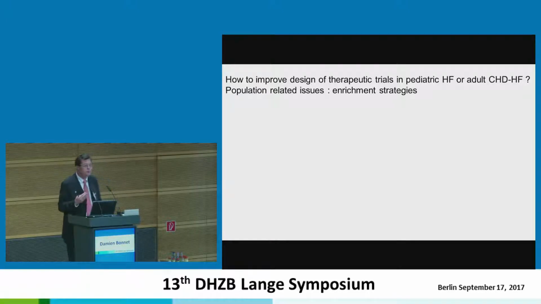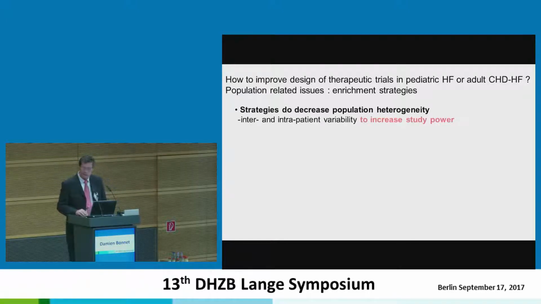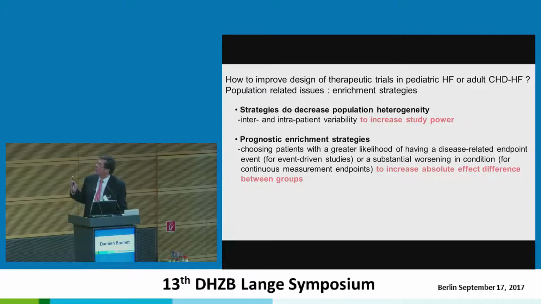How can we improve that? The improvement is that there are different enrichment strategies. First, we have to decrease the population heterogeneity, so all the patients should resemble one another. That's very important. So no mixed patients. And we should also have a prognostic enrichment strategy. It's important that we put into trials patients that will have an event, that will deteriorate, for example. So we should put the more severe patients in trials.